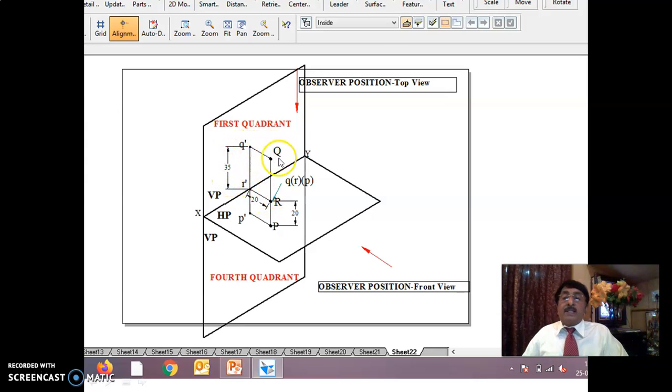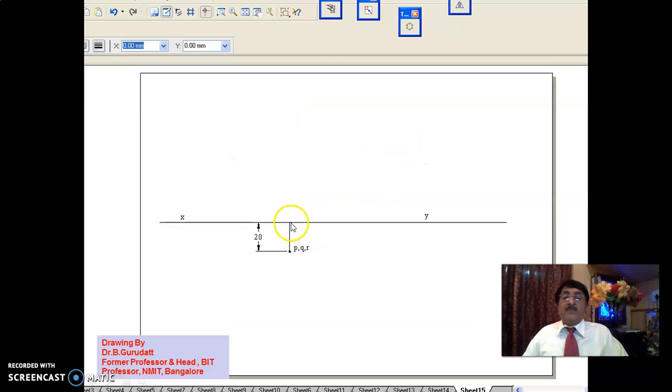Okay, the distance in front of VP of Q, R, or P is all the same, that is 20 mm only, one below the other. In that way, Q is 20 mm in front of VP, R is also 20 mm in front of VP, and P is also 20 mm in front of VP. That is why in the top view I have written PQR 20 mm below the XY line, because they are clearly below the XY line. That means some points are in the first quadrant and some points are in the fourth quadrant.